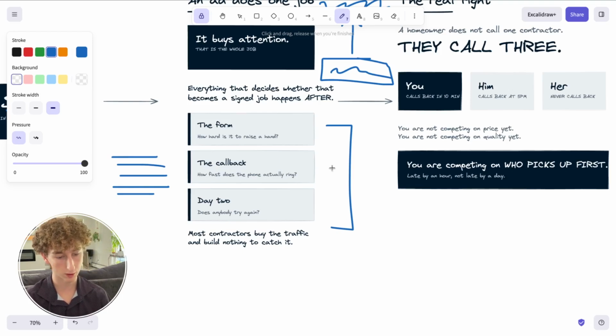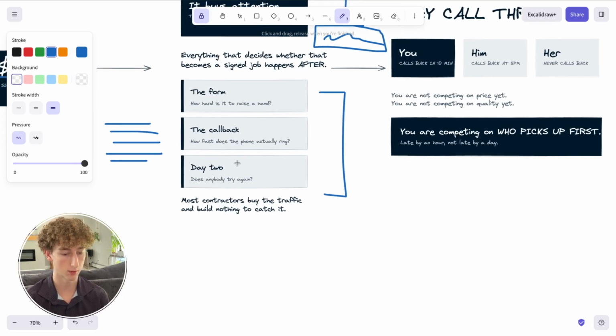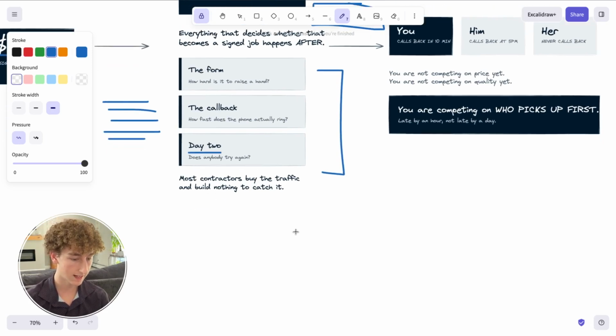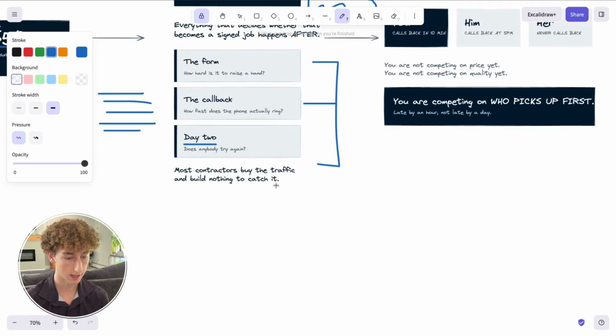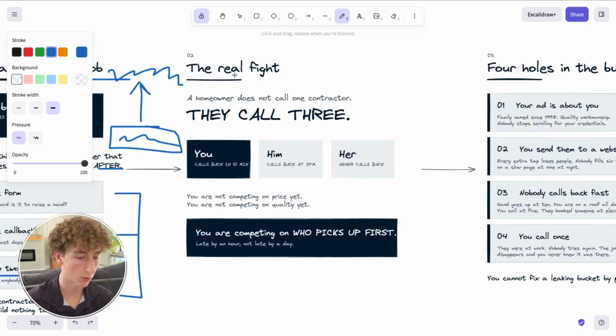Next is the callback, which is what you guys do. So you want to call them back as quickly as possible. Speed to lead is probably the most important part of this entire equation. And then after that, almost as important as the initial call is the day 2 call or follow-up sequence. So most contractors will literally buy ads and then expect them to book jobs, but that's not the case. You need to buy the traffic and then implement these 3 steps into your business to actually book the job and catch it.